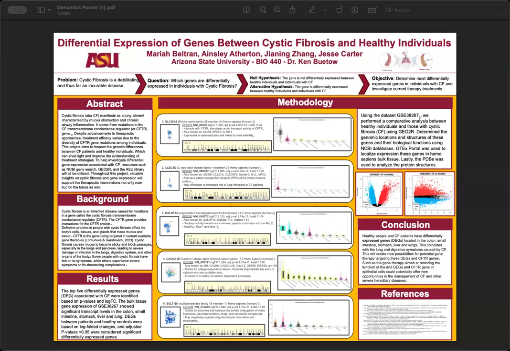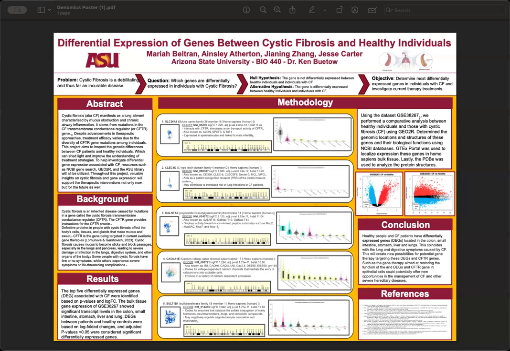strategies. To help investigate different gene expression associated with CF, resources such as NCBI Gene Search, GEO2R, and the ASU library will all be utilized. Insights on cystic fibrosis and gene expression will support therapeutic interventions not only now, but for the future as well.